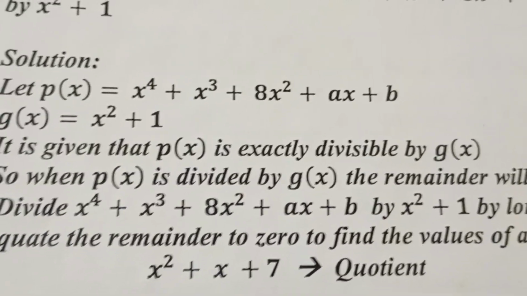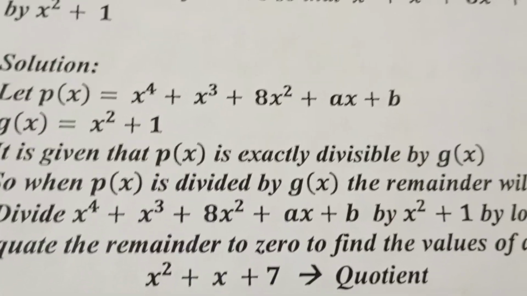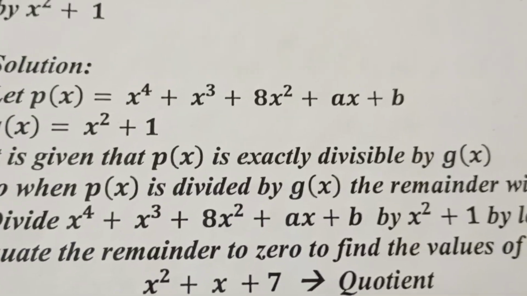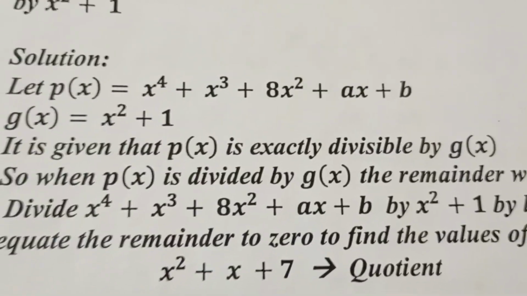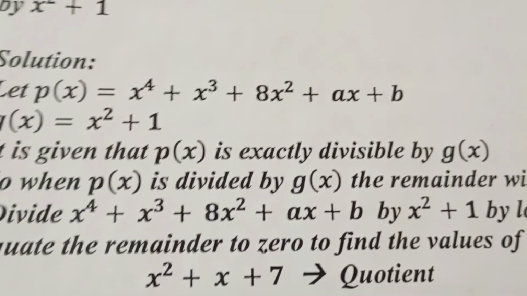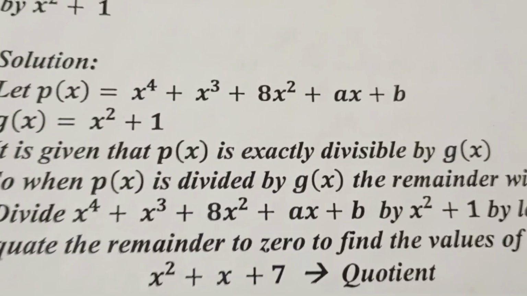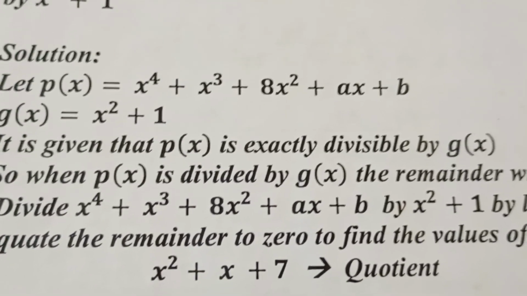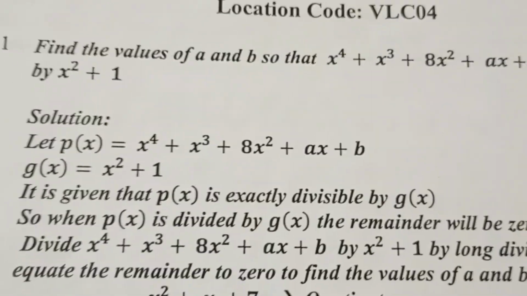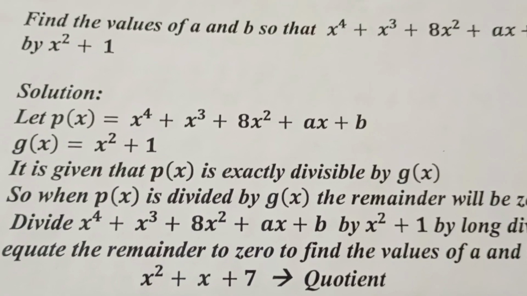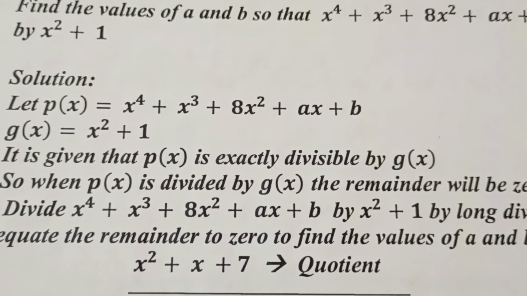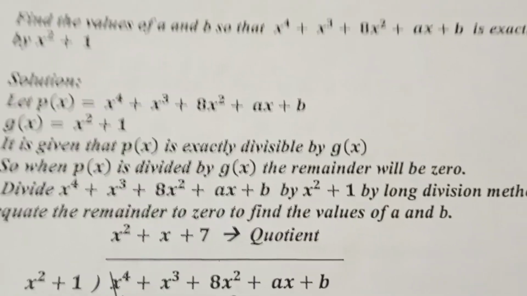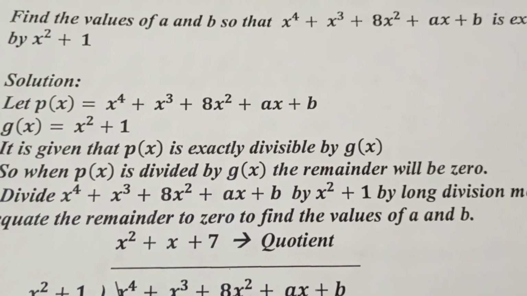First, we should understand which is the dividend and which is the divisor. P of x is the dividend and we have to divide this p of x by g of x. So g of x is the divisor, and g of x is equal to x squared plus 1. It is given that p of x is exactly divisible by g of x. So when p of x is divided by g of x, the remainder will be 0.